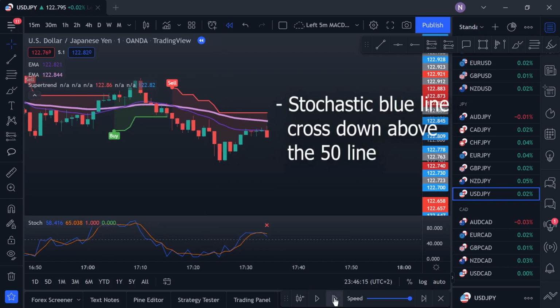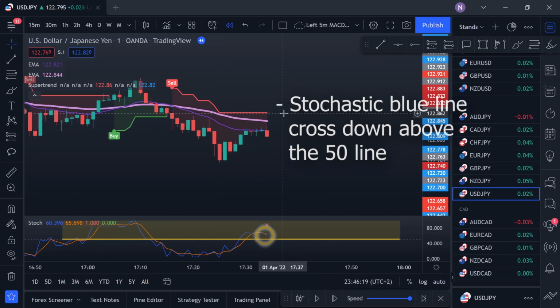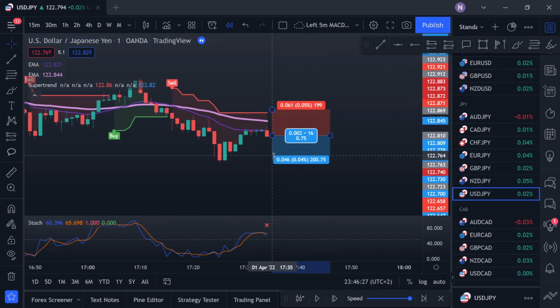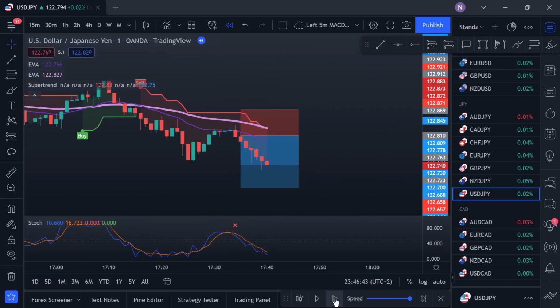Wait for the blue line on the Stochastic to cross down the orange line from above, and here the cross has to occur above the 50 line. This is very important. Enter on the candle where the valid cross happened, and you set your stop loss just slightly above the Supertrend line. Take profit is a 1 to 2.